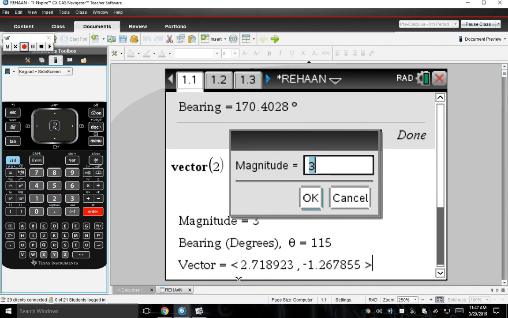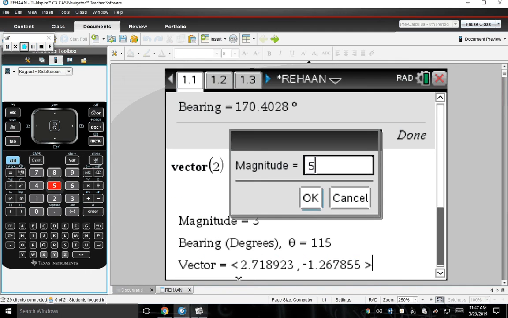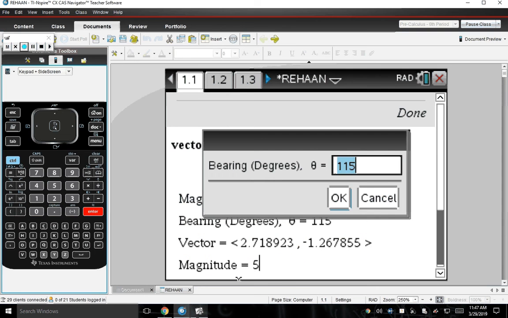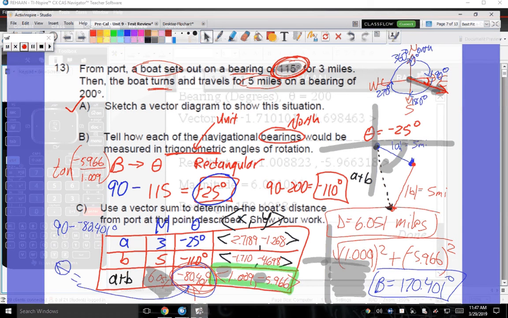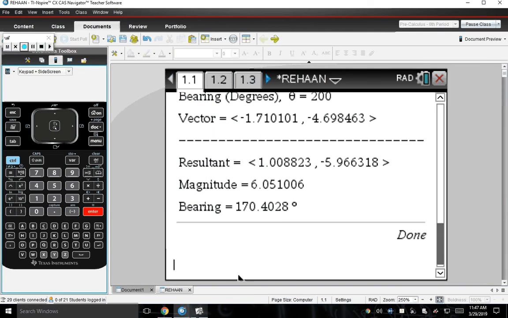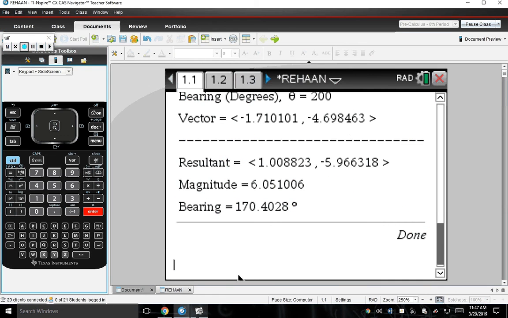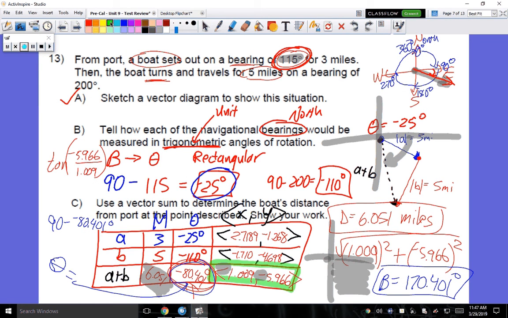It's doing all this work that we just did in seconds. So 5 miles is the next one. And then last but not least, your bearing for that last one is 200. And it does all that work for you, and you see that the bearing is 170.401, very close to what we got, and the magnitude is 6.051, which is exactly what we got. And finally, the resulting components themselves are what we got down here as far as being the resultant components for that y.